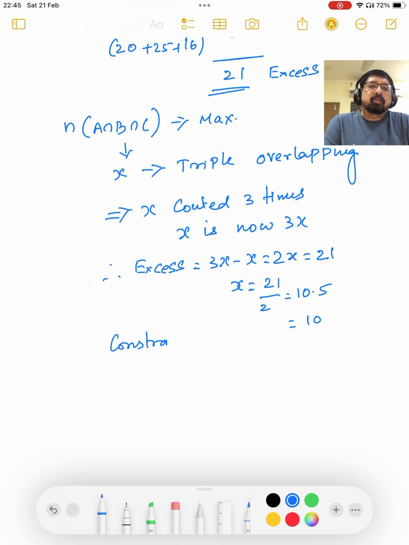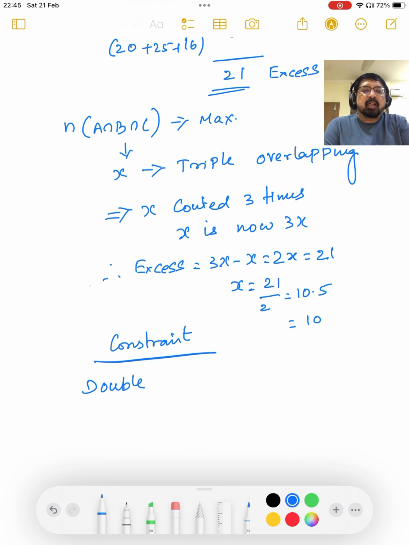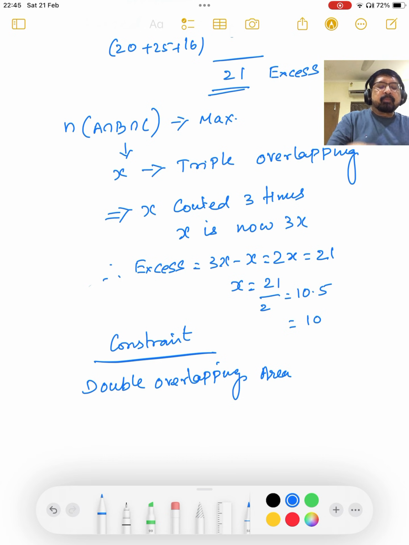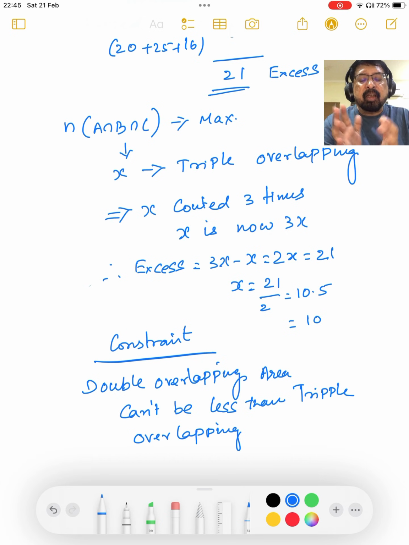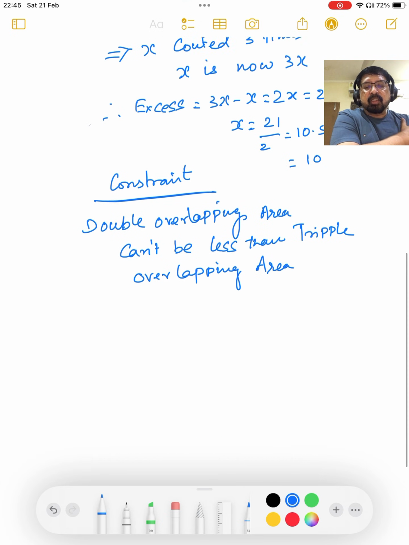And now let's discuss constraints. When there is an inequality, there is a constraint. So the constraints give us a range of values, but also boundaries within which you have to act. See, the constraint here is that a double overlapping area should not be less than the triple overlapping area. It's common sense, all of you know, no? So we have to ensure that the double overlapping areas, A intersection B, A intersection C, and B intersection C, all should be more than N of A intersection B intersection C. We have arrived at the value as 10. N of A intersection B intersection C is 10.